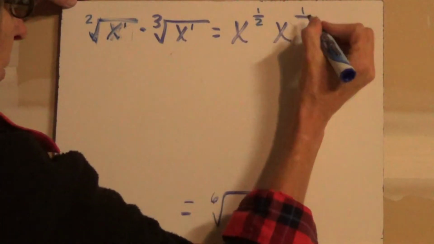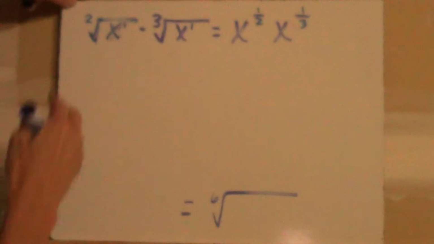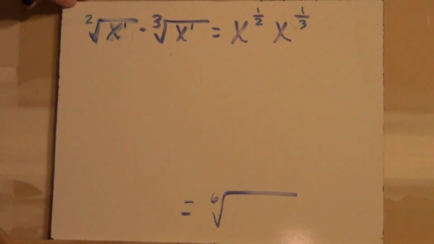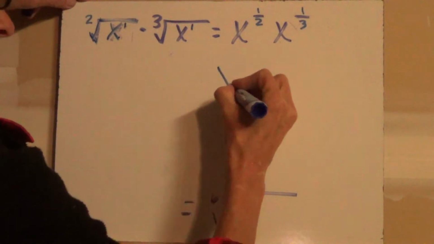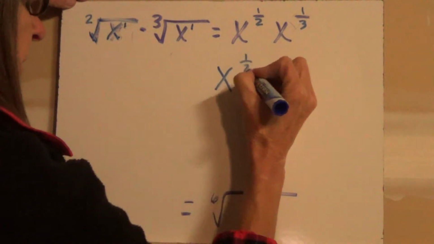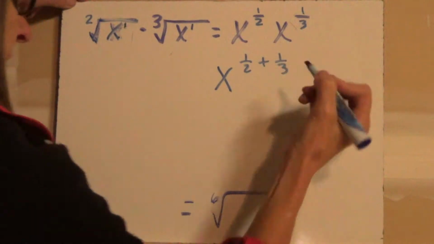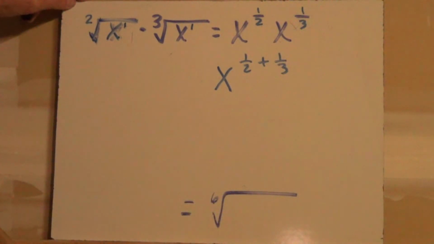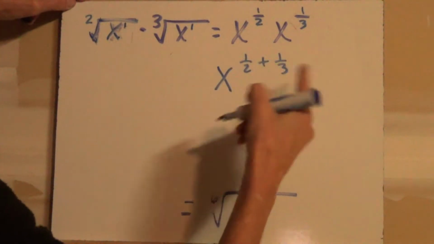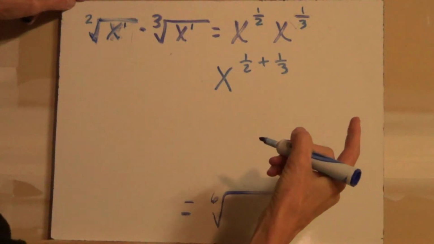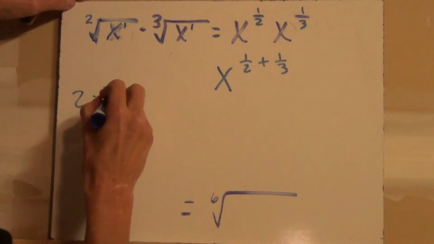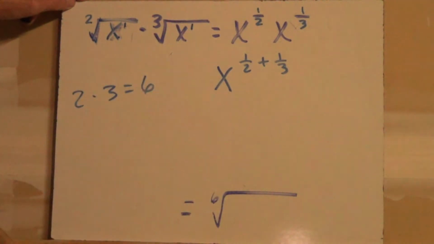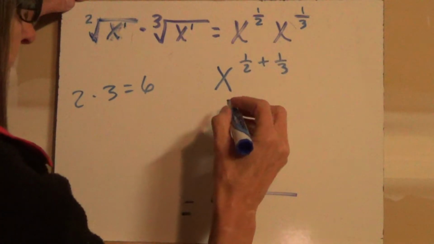Top dog here is 1 over 3. Now, we have no way to combine those in radical form, but in rational form, we do, because we know we add the exponents. So 1/2 plus 1/3. Going back to pre-algebra skills, in order to add fractions, we need a common denominator. For 2 and 3, common denominator is 6, because they're both prime, we just get 6 as the common denominator.